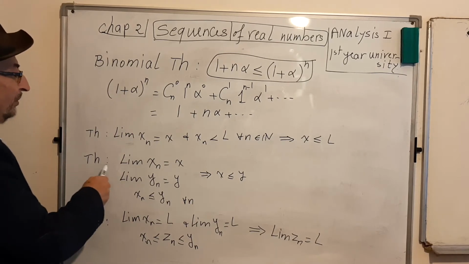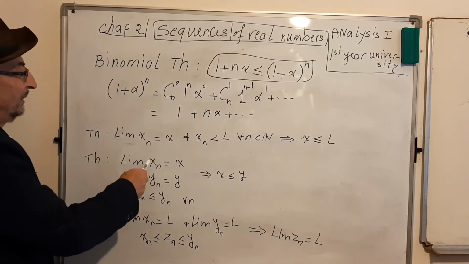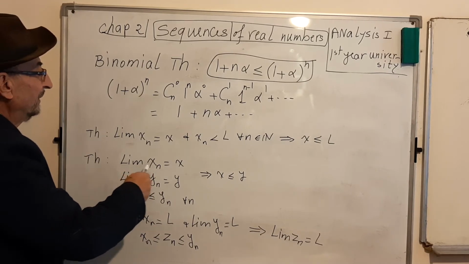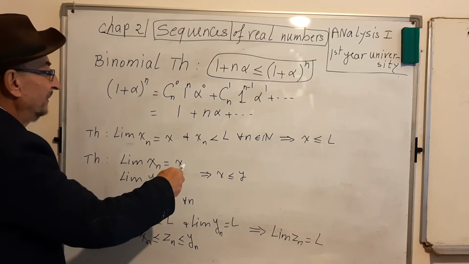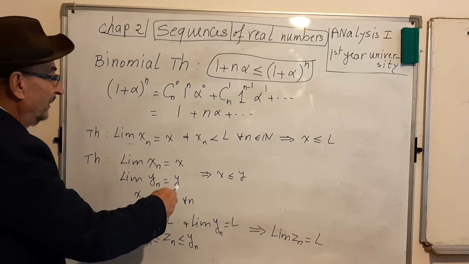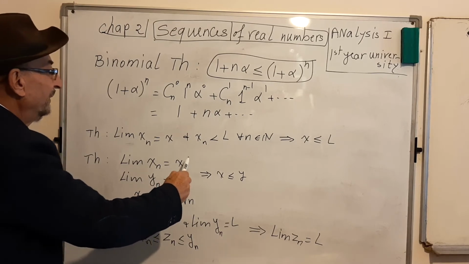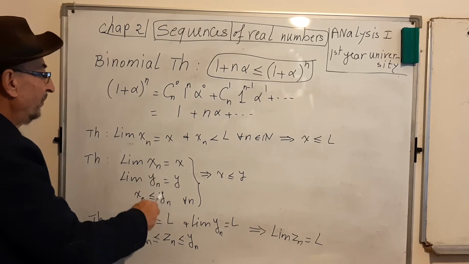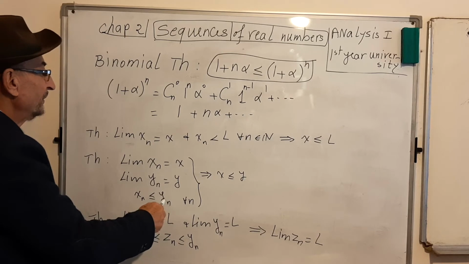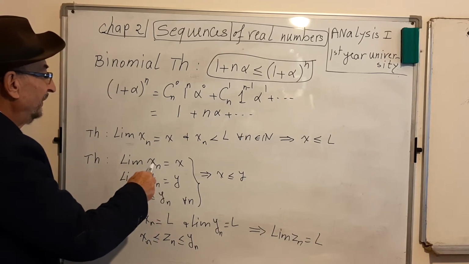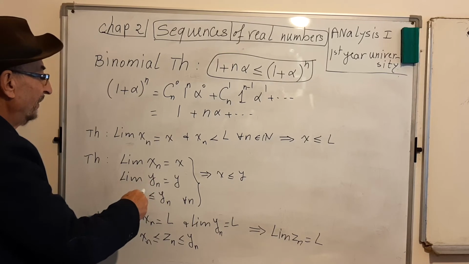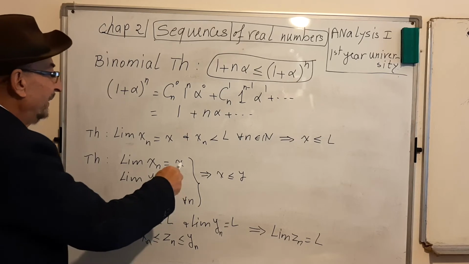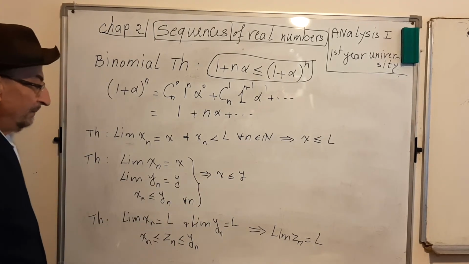Also, we use the theorem: if we have two convergent sequences xn and yn, limit xn equals x, limit yn equals y, and xn is less than or equal to yn for every n, then the limit of xn is less than or equal to the limit of yn, x less than or equal to y.